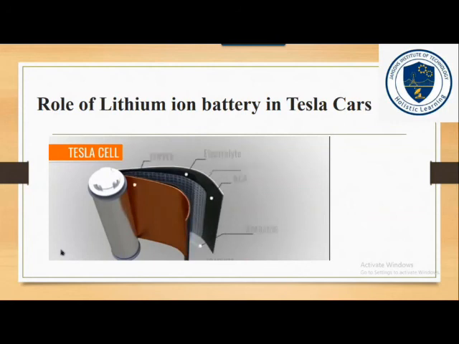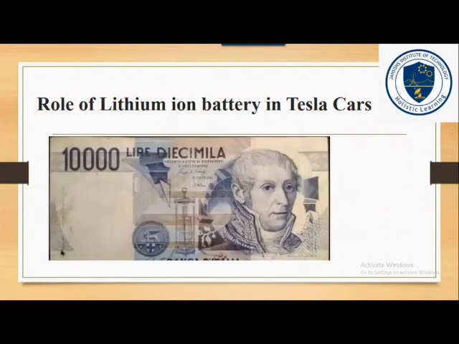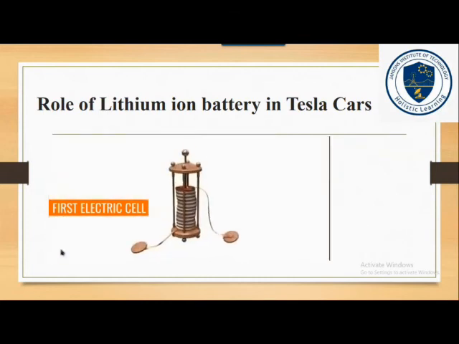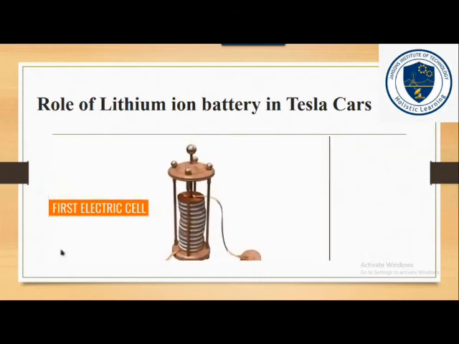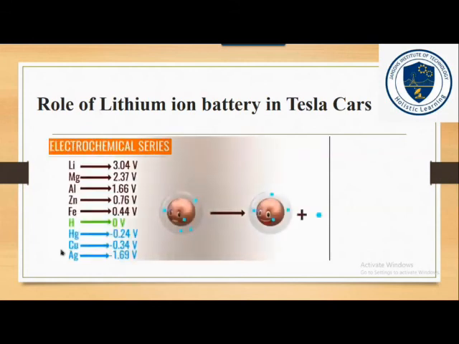Tesla's lithium-ion battery works on an interesting concept associated with metals called the electrochemical potential. Electrochemical potential is the tendency of a metal to lose electrons. In fact, the very first cell, developed by Alessandro Volta more than 200 years ago, was based on the concept of electrochemical potential. A general electrochemical series is shown here.